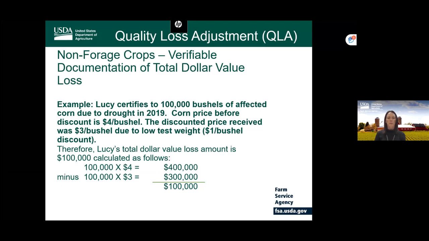Therefore, Lucy's total dollar value loss amount is $100,000, calculated as follows. So the 100,000 bushels times the $4, which was the price before discount, gives us $400,000. And then we subtract what she actually received. So the 100,000 bushels times the $3 per bushel, which is $300,000. So 400,000 minus 300,000 is $100,000 of loss.